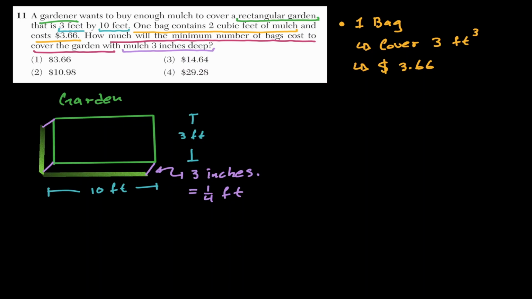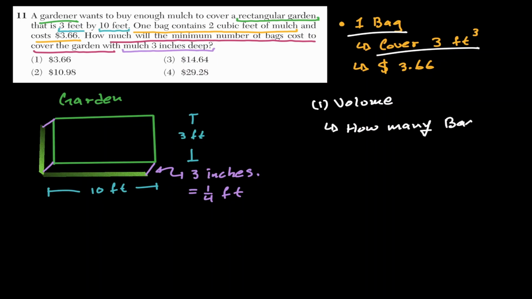So let's write down our strategy. First, we're going to find the volume of the garden. Because once we have the volume of the garden, then we can figure out how many bags are needed. One bag will cover 3 feet cubed. And once we know how many bags are needed, then we're going to multiply the number of bags times the cost.